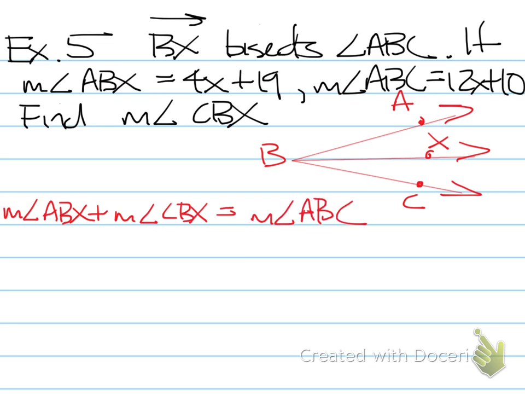And since ray BX is bisecting angle ABC, angle ABX and CBX have the same measure. So I should have 4x plus 19 plus 4x plus 19 equals ABC, which is 12x plus 10. 4x and 4x is 8x.